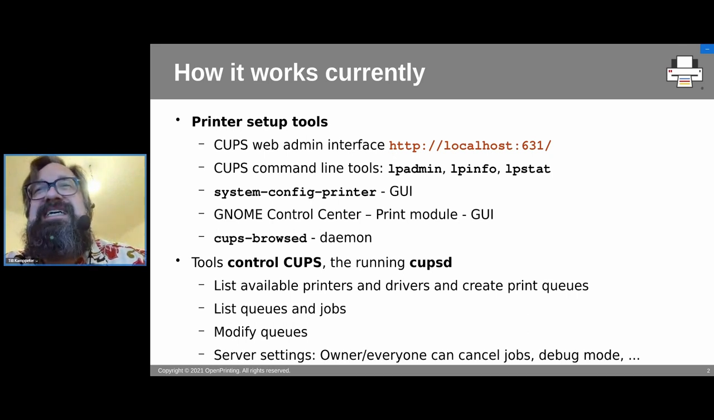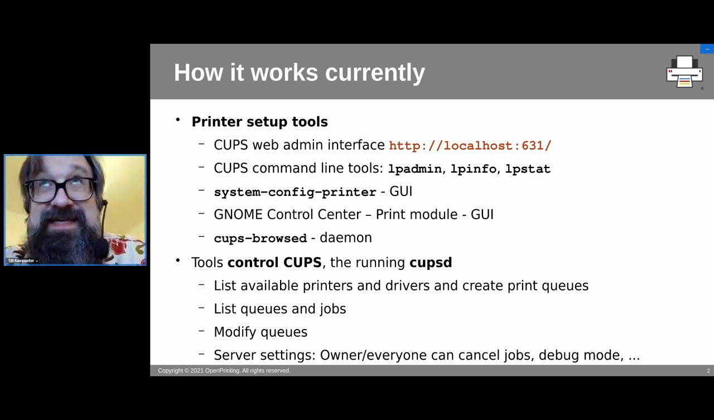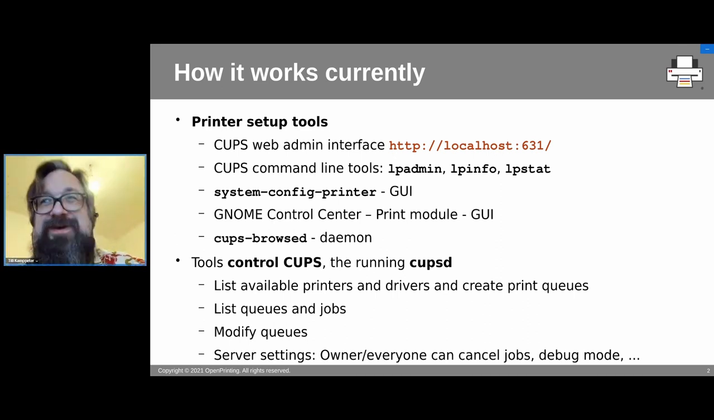You can modify the queues: right click on the queue entry and see a menu of settings like pause and restart, set default option settings and other things. You can also, at least with some printer setup tools, modify some server settings, like for example switching to debug mode or telling whether every user can cancel a job or only the user who has sent it, and things like that. These are the printer setup tools which we know.